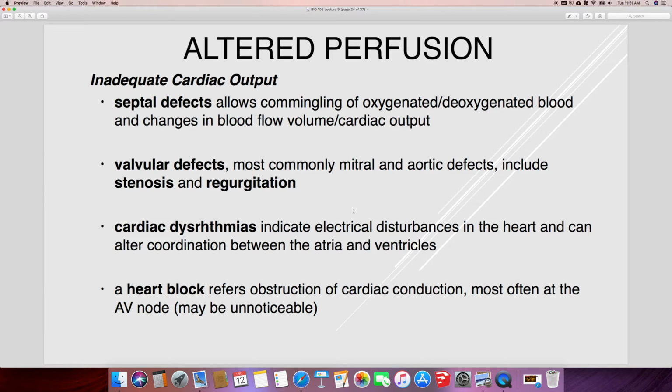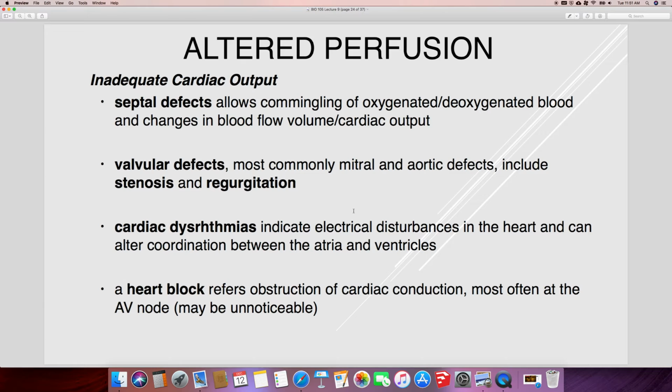Valvular defects, so especially of the mitral and aortic valves. Some of these defects include stenosis, where the valve is narrowed, or regurgitation, where you have retrograde flow back up into the previous area. So for example, if you had regurgitation at the mitral valve, when the left ventricle contracts, it's pushing blood back up into the left atrium, and of course that's not good.